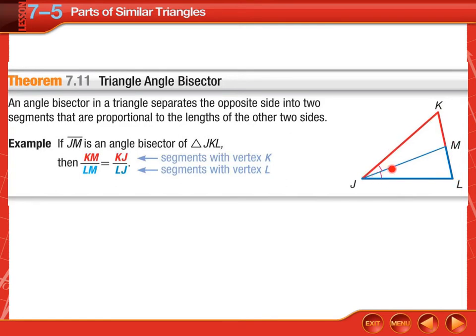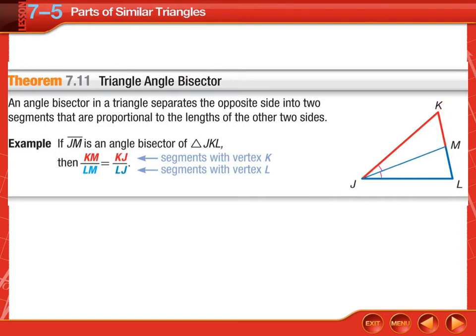And we draw an angle bisector cutting this angle KJL into two equal halves. Well, the theorem states that when you draw that, these segments over here on the opposite side end up being proportional to their adjacent sides. And this is not obvious because here we do not have similar triangles that are created.